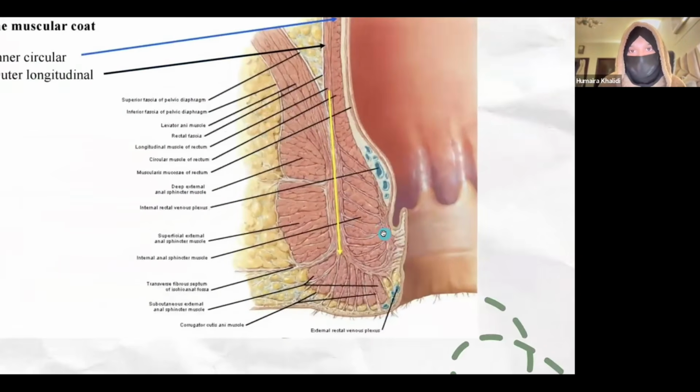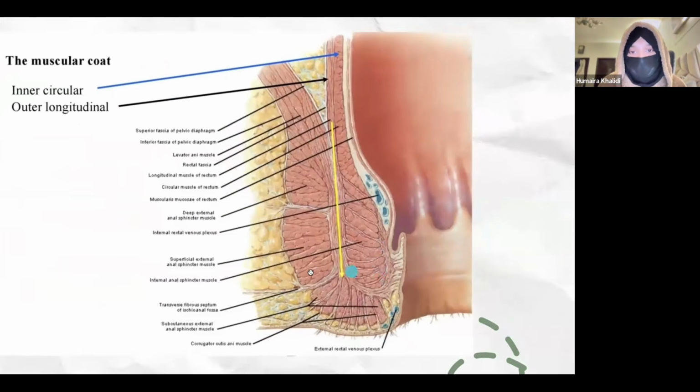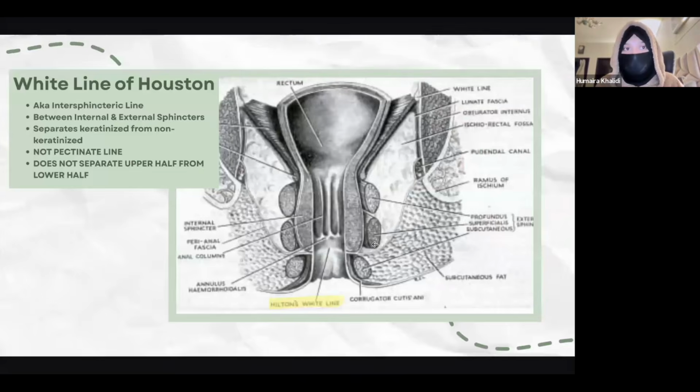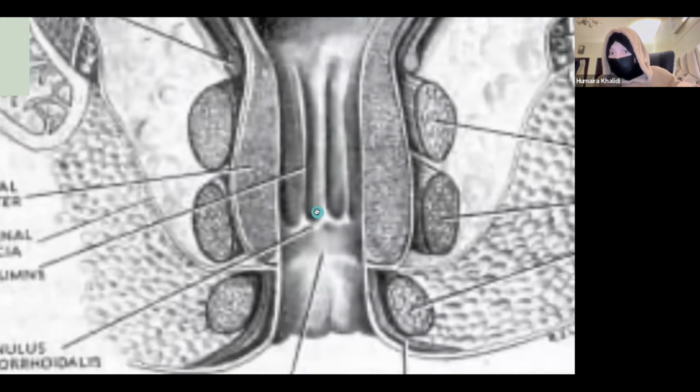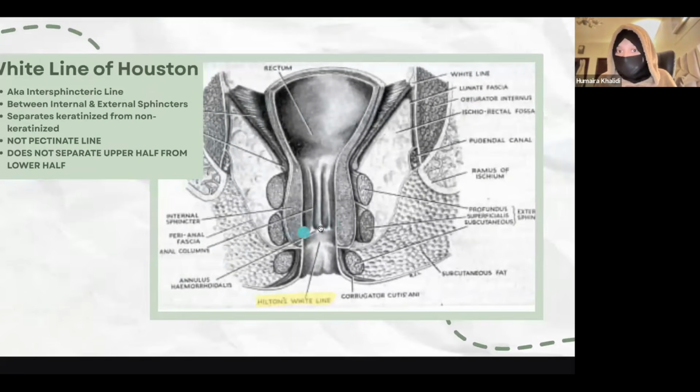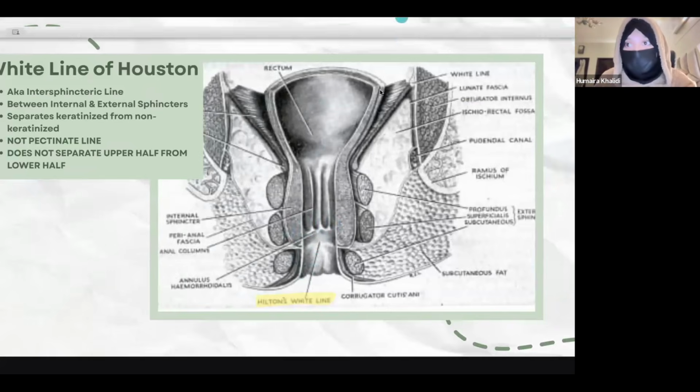Moving on. Here, I would like you to see the internal anal sphincter again, which is this one. We have one internal anal sphincter. We have three external anal sphincters. And for the white line of Houston, here you go. Now, what is this, guys? Is this the white line of Houston? No, no, no. This is the white line of Houston. These are the columns of Morgagni. What did we say is near the columns of Morgagni? The pectinate line. The pectinate line is not equal to the line of Houston. Please keep this in mind.